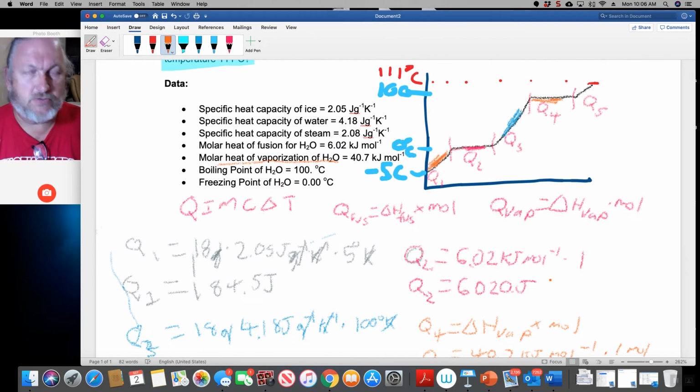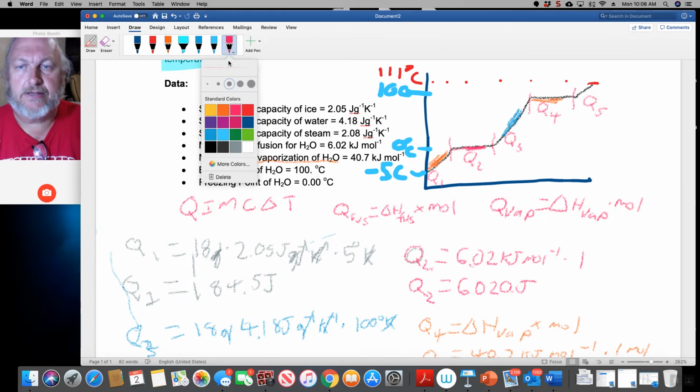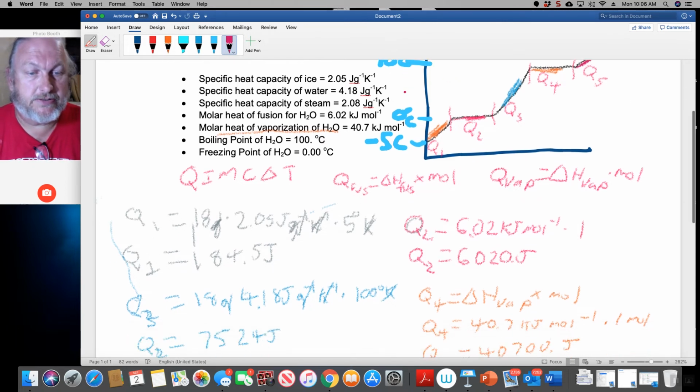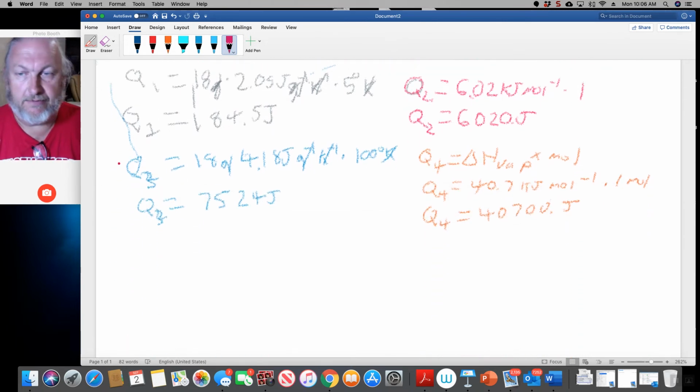Now, the last one I've got to do, and this is it, guys, is I've got to see how much energy it's going to take, purple, let's do purple, to move the temperature of that vapor 11 degrees. 111 minus 100, that's 11 degrees. So that would be my Q5.